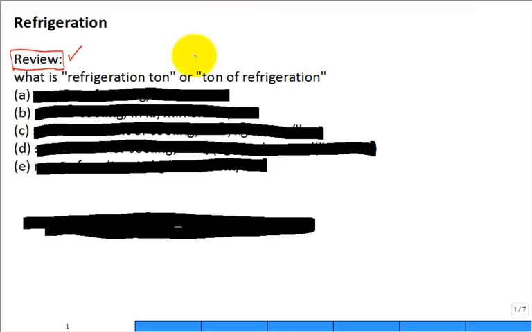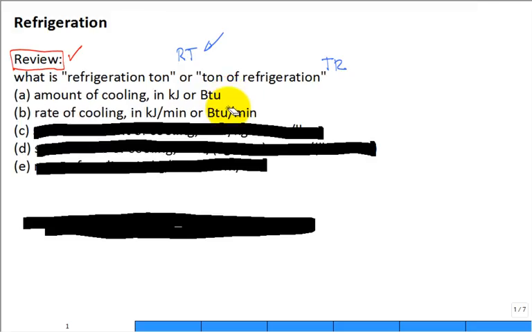Sometimes it's abbreviated RT, or sometimes we'll say, what is a ton of refrigeration? Sometimes I've seen it abbreviated TR. I think the preferred one is RT, a refrigeration ton. So what is it? Is it an amount of cooling in BTUs or kilojoules? Or is it a rate of cooling in kilojoules per minute or BTUs per minute?